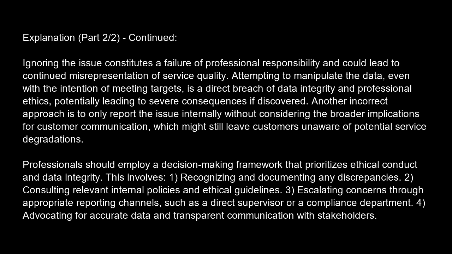Another incorrect approach is to only report the issue internally without considering the broader implications for customer communication, which might still leave customers unaware of potential service degradations. Professionals should employ a decision-making framework that prioritizes ethical conduct and data integrity. This involves: 1. Recognizing and documenting any discrepancies. 2. Consulting relevant internal policies and ethical guidelines. 3. Escalating concerns through appropriate reporting channels, such as a direct supervisor or a compliance department. 4. Advocating for accurate data and transparent communication with stakeholders.